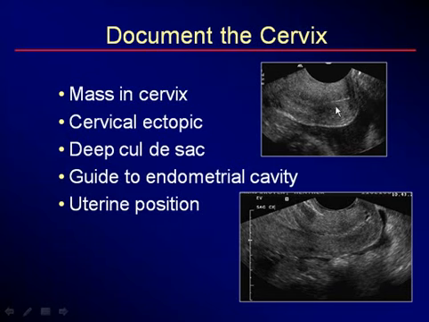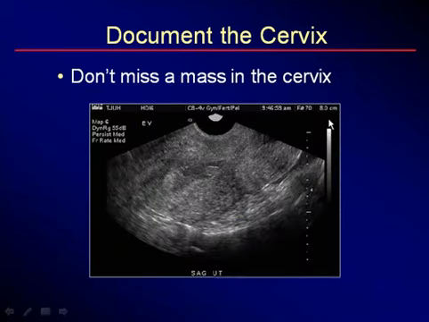In cases of ectopics, the cervical ectopic could be there. Deep cul-de-sac is imaged. That could be a place where a mass is hiding. This endocervical line is your guide into the endometrial cavity. This helps you with uterine positions. So we want a nice view of the cervix.